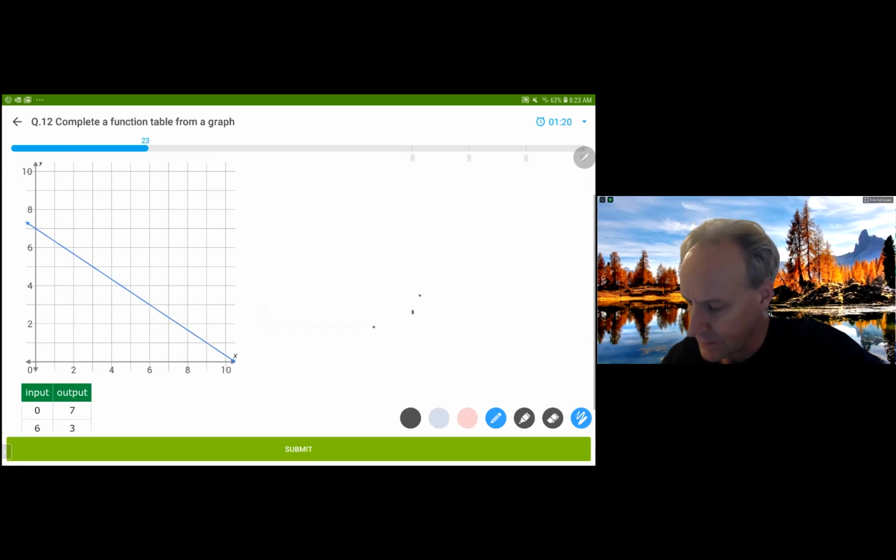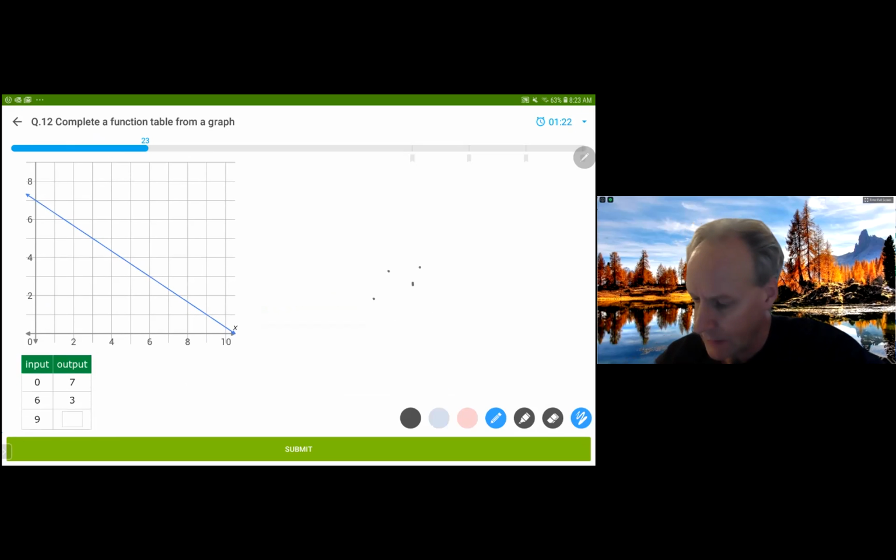Okay, this one's a negative slope. It goes through the y-intercept at 0, 7. It has the point 6, 3, and we want to find the point 9, 1. There it is.